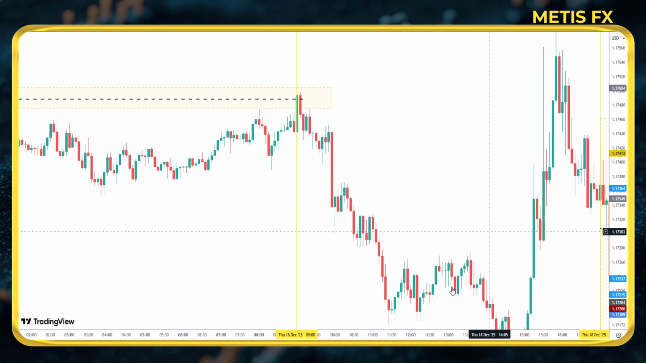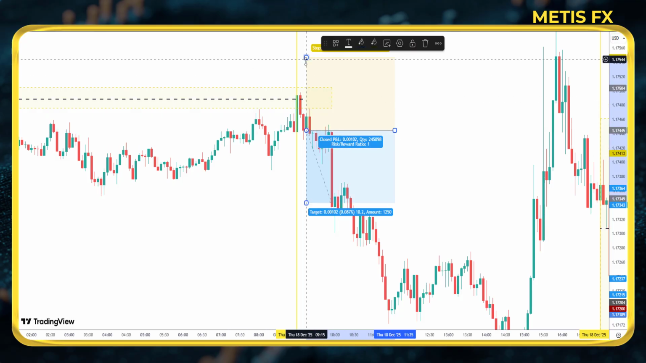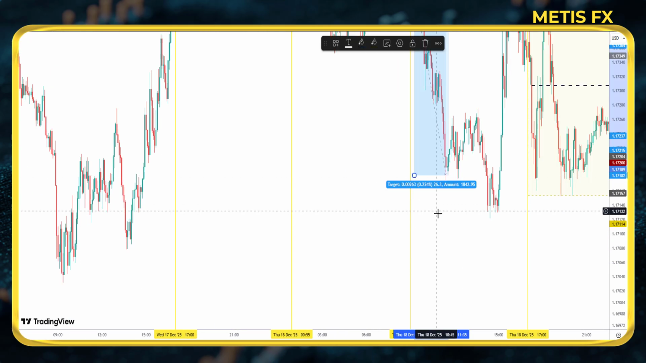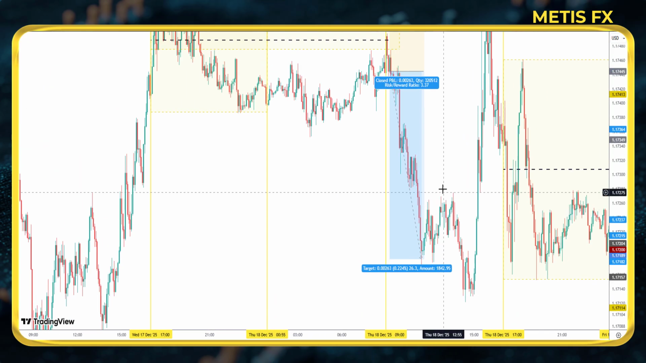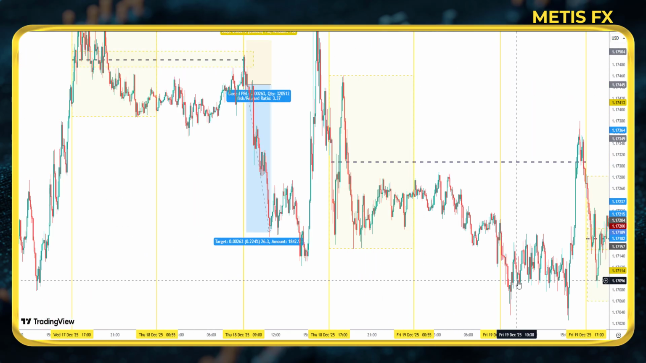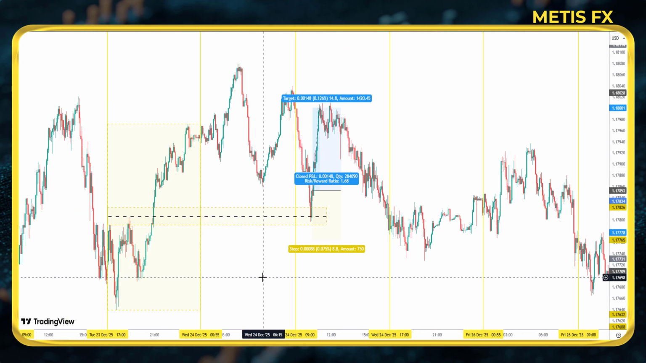Here is the entry point. Here is the stop loss, and here is the take profit. In this trade, even a reward of 3 could have been achieved. Let me give a buy example as well. Just pay attention to how the price reacts to the zone.